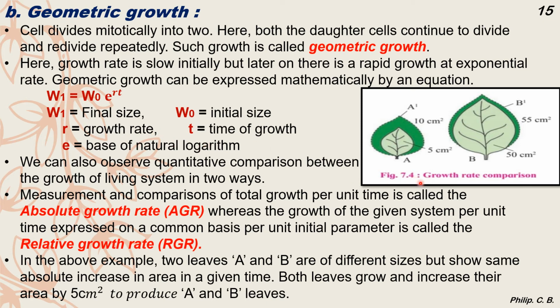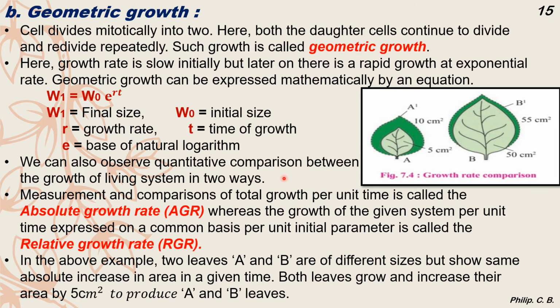Again, here I have posted the image from the textbook, that is figure 7.4, growth rate comparison. Now take any plant leaf, smaller or bigger, the growth rate always remains similar in case of arithmetic or geometric. So if you see the earlier image of the leaf, 5 centimeter square and its further growth is 10 centimeter square, whereas in B, 50 centimeter square and here it is 55 centimeter square. We can also observe quantitative comparison between the growth of living systems in two ways.